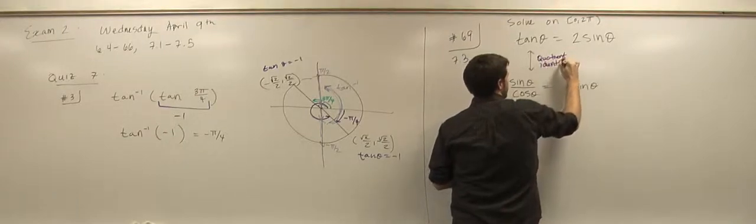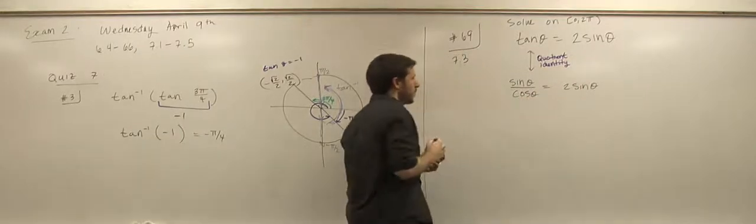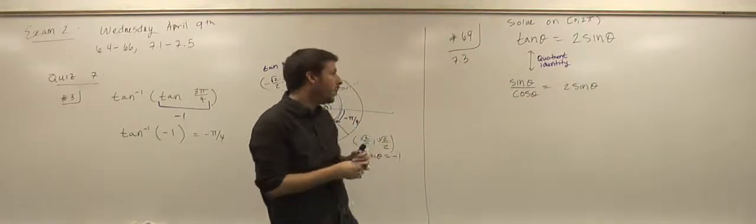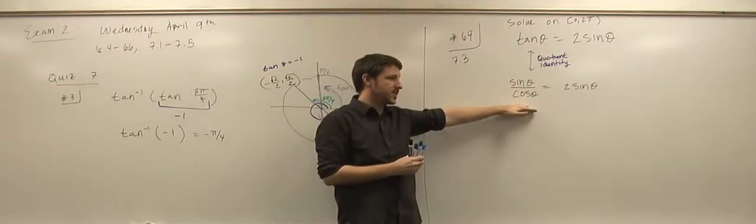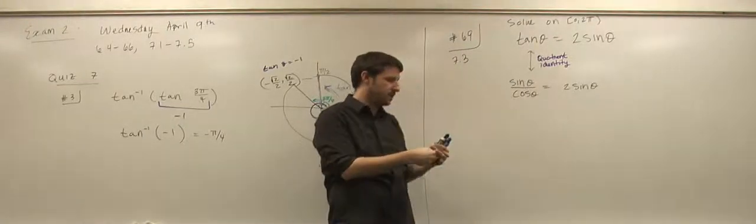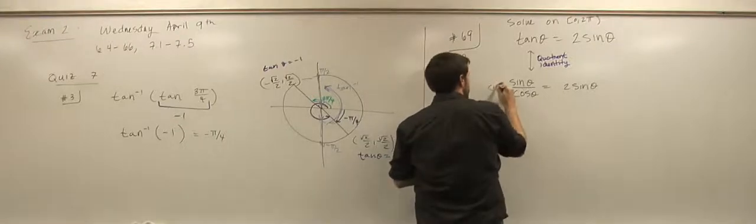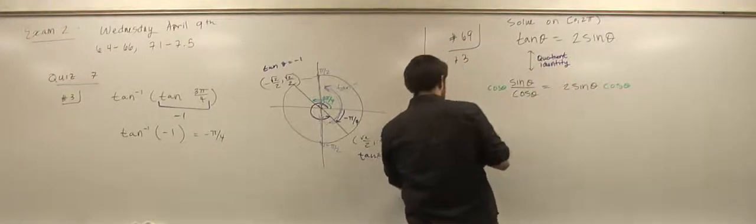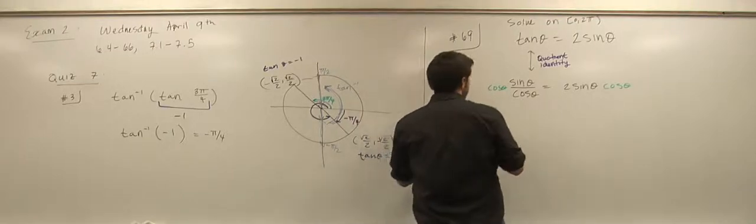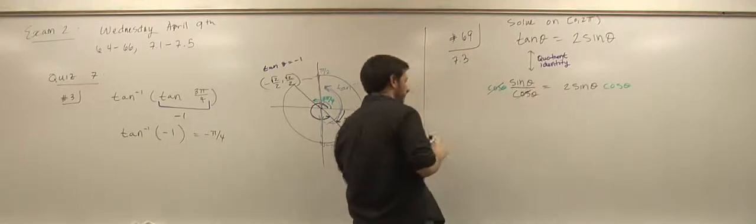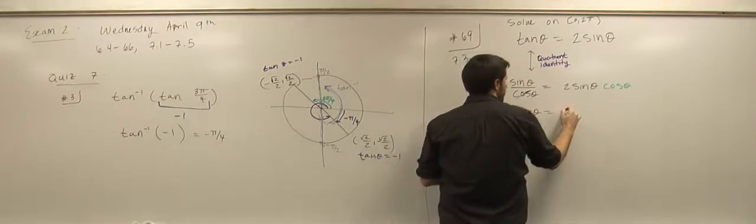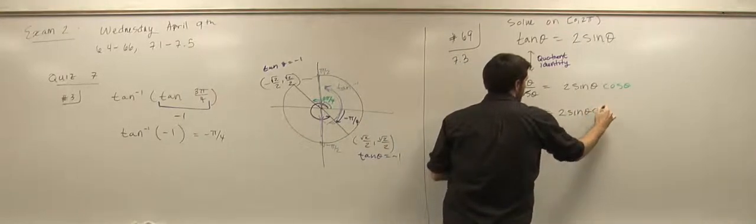Then what should I do? Multiply sine or subtract the 2 sine? I mean cosine. Yeah, I want to get rid of this denominator. I don't like this denominator. Okay, so I'm going to multiply cosine on both sides so that I get rid of my denominator. Multiplying both sides by cosine allows me to cross this out, and it gives me sine theta equals 2 sine theta cos theta.